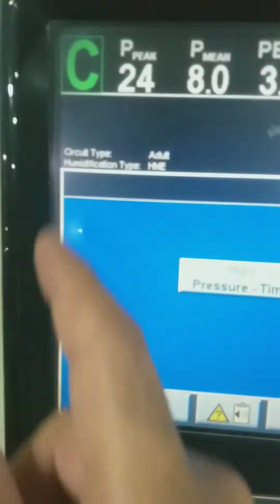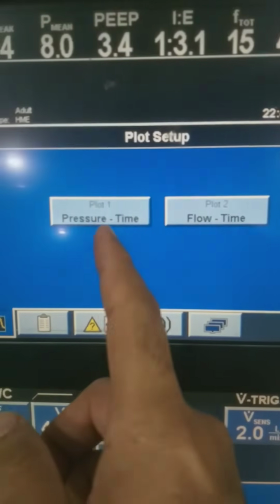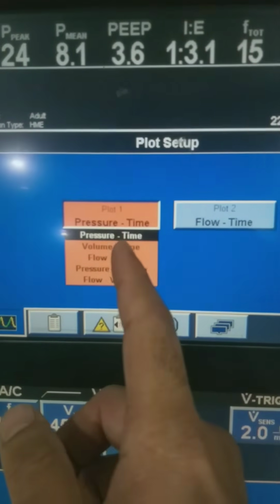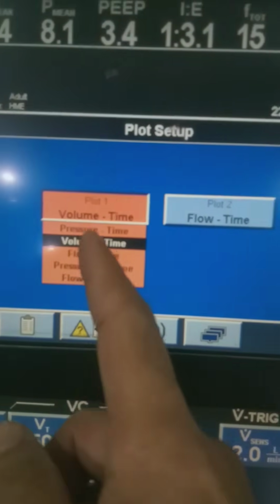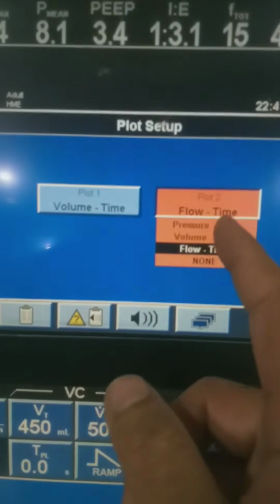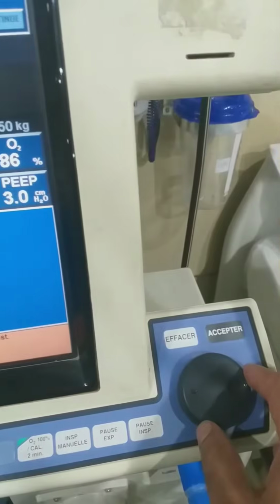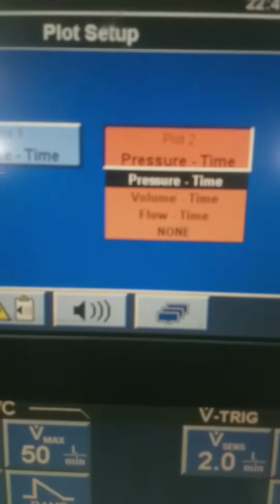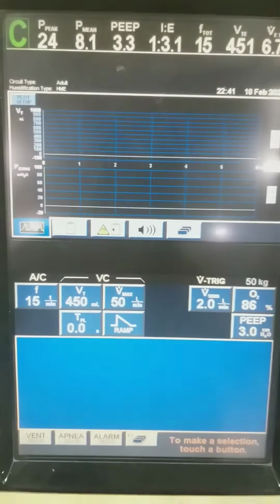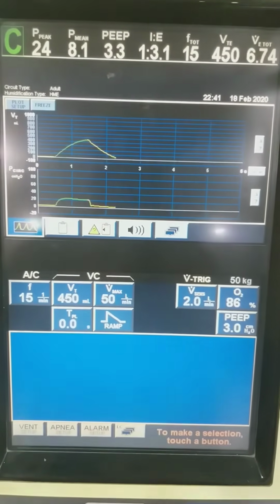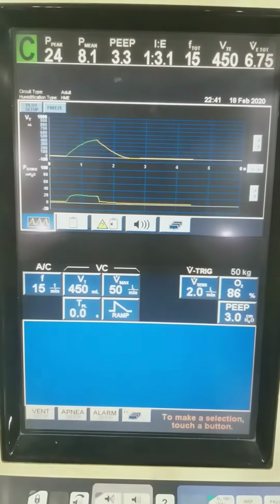If we select this button, it shows us which selection you want to make: pressure time, flow time. This is the plot button. So let's go on the volume time, and on the second curve we again move the dial up and down, and we make it pressure time. So these two will be displayed once we accept it or continue it, on the waveform or the graph or the curves.